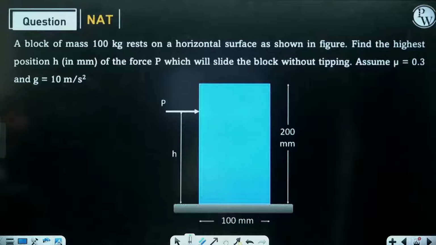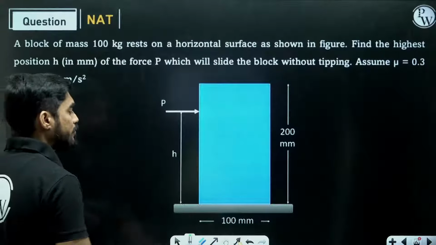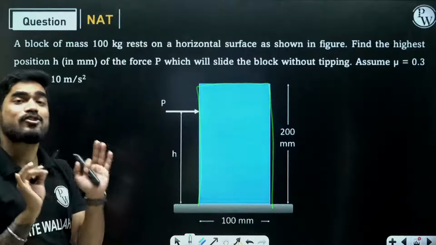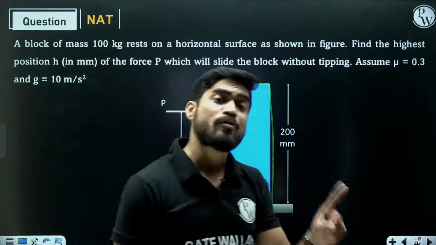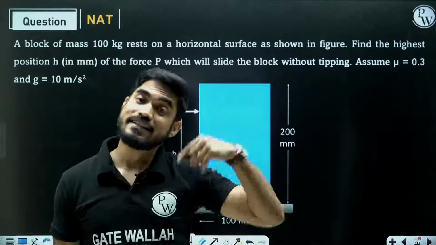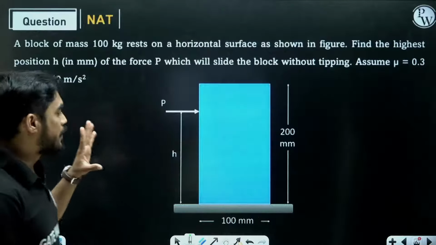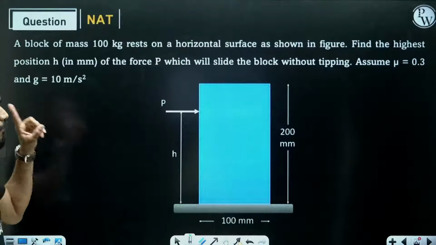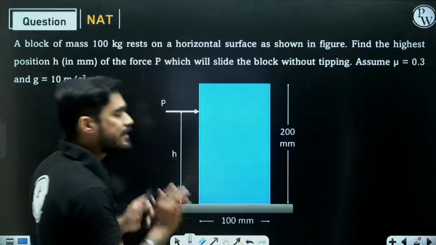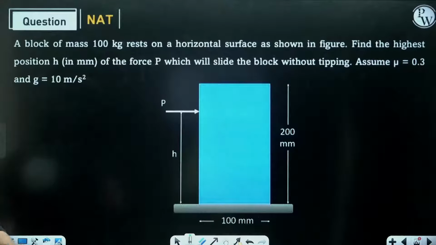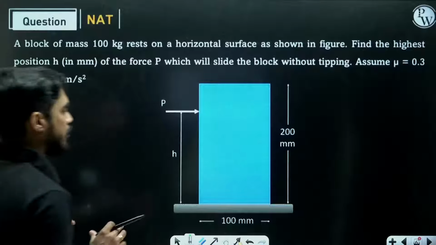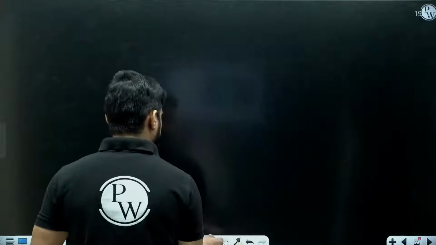So what we are going to do in this question, we are going to assume that this block is just on the verge of tipping. Till that point, it is not actually tipping. After that, it will start tipping. So we are going to assume that it is on the verge of tipping. So the entire normal force is on the edge of this block. Assuming that condition, apply the equilibrium equation. Draw the free body diagram and apply the equilibrium equation.